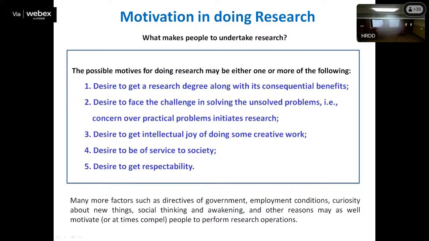Desire to get intellectual joy of doing some creative work. There is an intellectual joy in doing research. So you read. Any issue? Something was coming up.